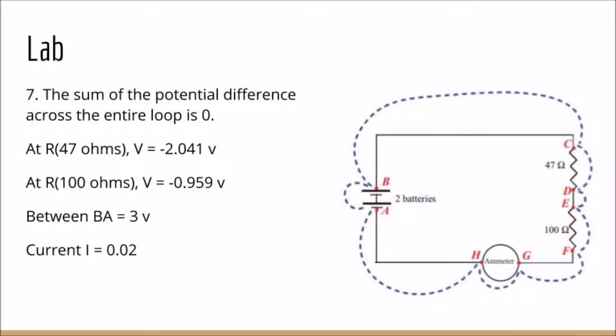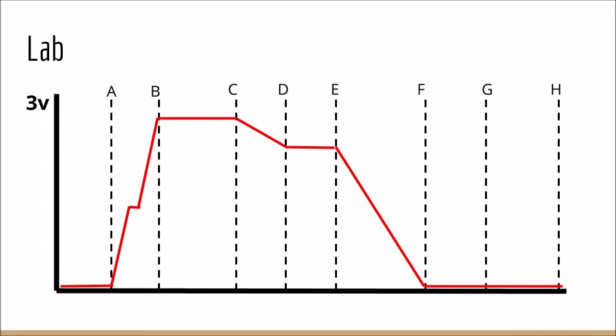After plotting the potential difference versus position graph, we can see how the potential difference changes throughout the circuit. Roughly speaking, between A and B where the batteries are, there's a potential difference of 3 volts. At resistor CD of 47 ohms, it drops slightly. Then through resistor EF of 100 ohms, it drops to 0. Wherever there are straight lines or lines of slope 0, it indicates a potential difference of 0, which means there is no resistance.